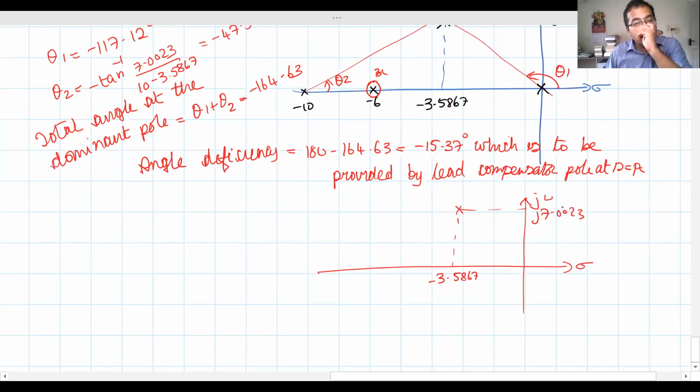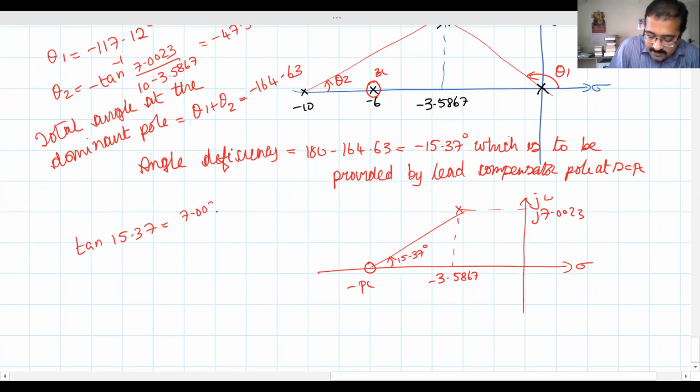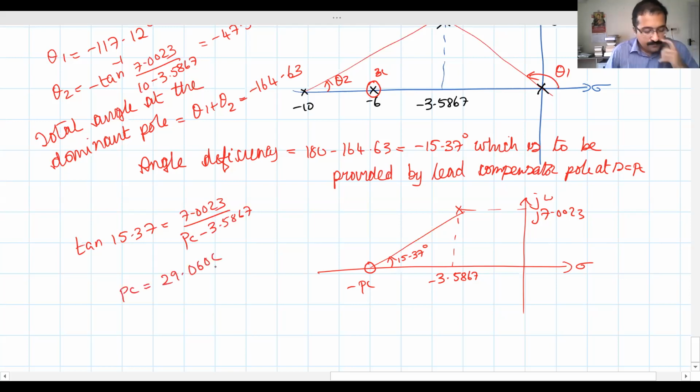So 15.37 degrees has to be provided. That means your compensator pole must be somewhere here, so that it extends an angle of minus 15.37 degrees. So from here what will you get? Tan 15.37 equals what? Opposite side 7.0023 divided by adjacent side, which is PC minus 3.5867, from which you will get your compensator pole at 29.0604.